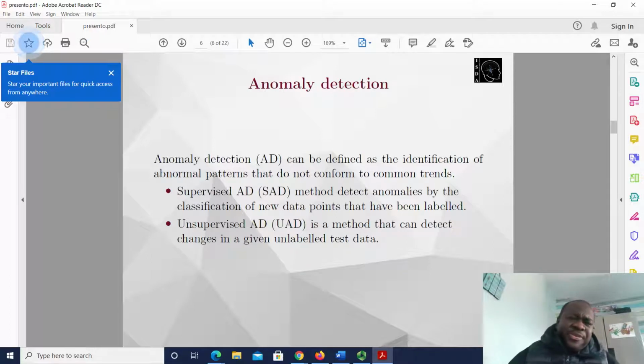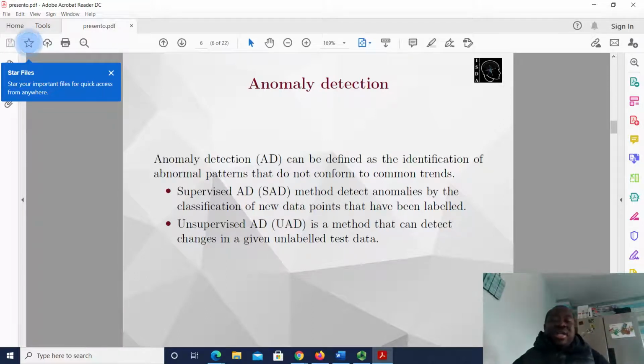What is anomaly detection? Anomaly detection can be defined as the identification of abnormal patterns that do not conform to normal trends. In mathematics, anomaly detection is the detecting of a variable that is far away from the mean. Anomaly detection can be classified into two parts: supervised anomaly detection and unsupervised anomaly detection. The supervised anomaly detection detects changes by classification of new data sets that have been labeled, while the unsupervised anomaly detection is a method that can detect changes in a given unlabeled data set.